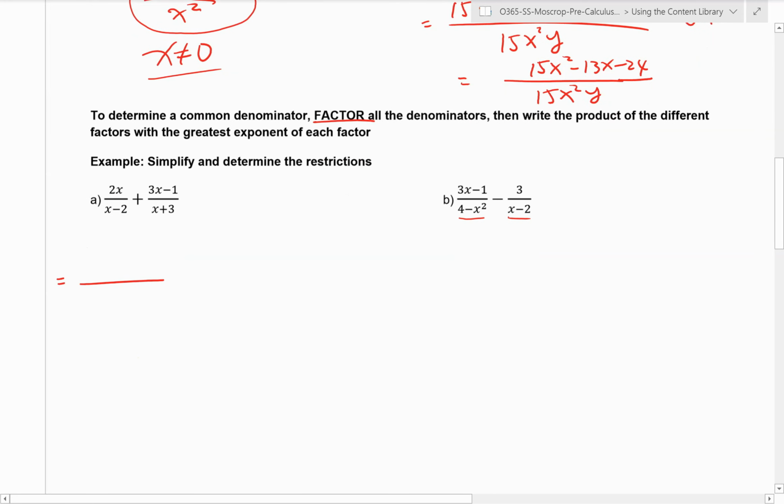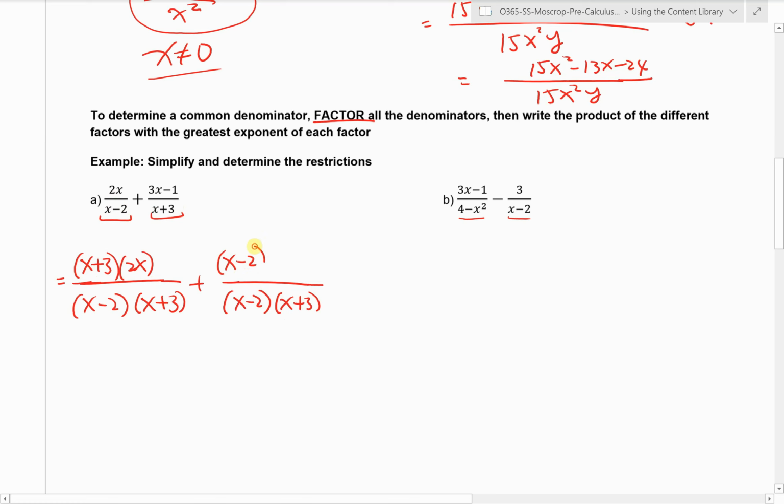When you have binomials, what you need for your common denominator is the whole thing, x minus 2 and x plus 3, because you can multiply the first fraction by x plus 3 with the 2x that you already have. And for the second term, again, the common denominator is going to be x minus 2 times x plus 3. We already had x plus 3, so all you needed to multiply is x minus 2 with the 3x minus 1 that we already had.